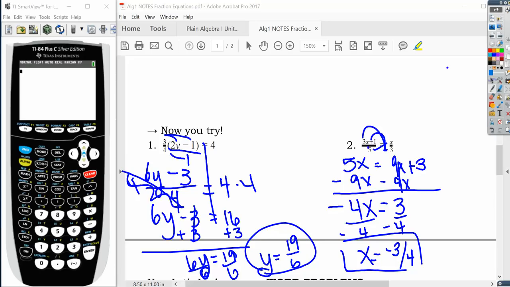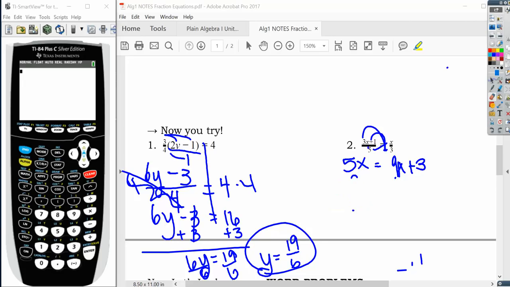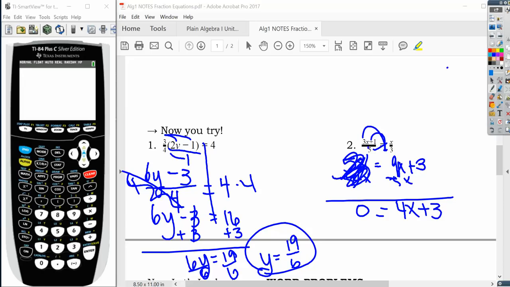If you have subtracted 5x, let me just go over and show you how I would do that. If I have subtracted 5x, I have 0 equals 4x plus 3. Notice it's 0 because nothing's left over here. So now I'm going to subtract 3 on both sides. So I have negative 3 equals 4x. Divide by 4. Sure enough, x is negative 3 over 4.